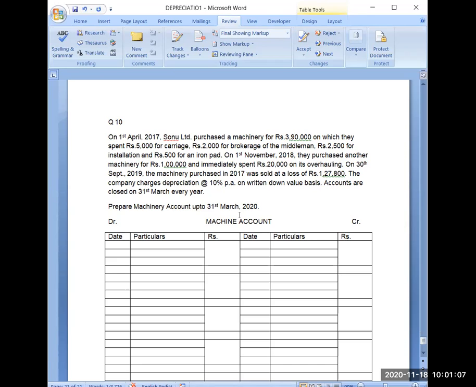The company charges depreciation at the rate of 10% per annum on written down value basis. So written down value basis means that it is written down value method for charging depreciation. You can say it is diminishing balance method or reducing balance method also. Accounts are closed on 31st March every year. So now see this question. We will start it from the year 2017.